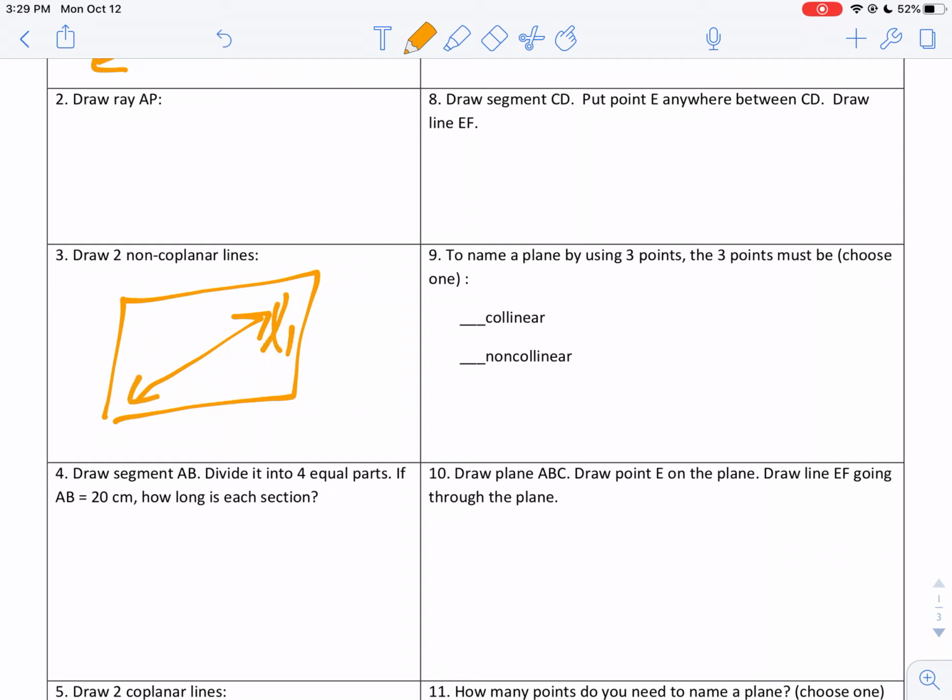Okay, and then I'm just going to put another line outside of it because they are not together. Okay, so here is an example of 2 non-coplanar lines. They are not on the same plane.